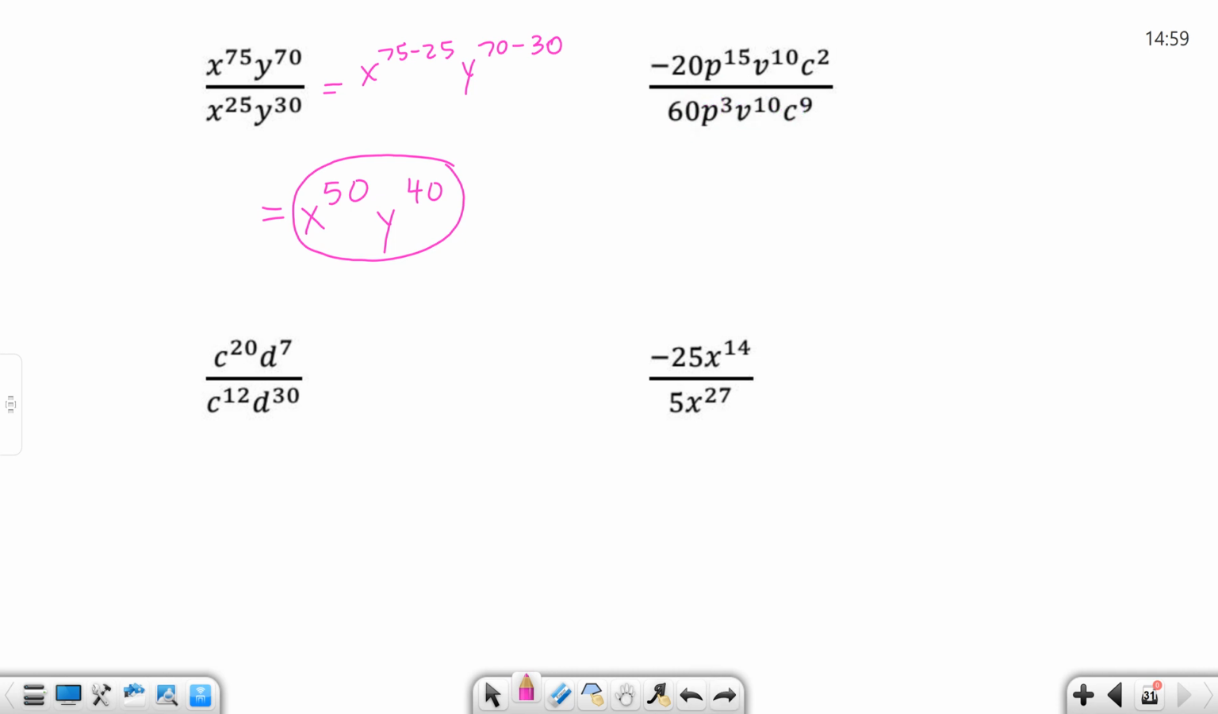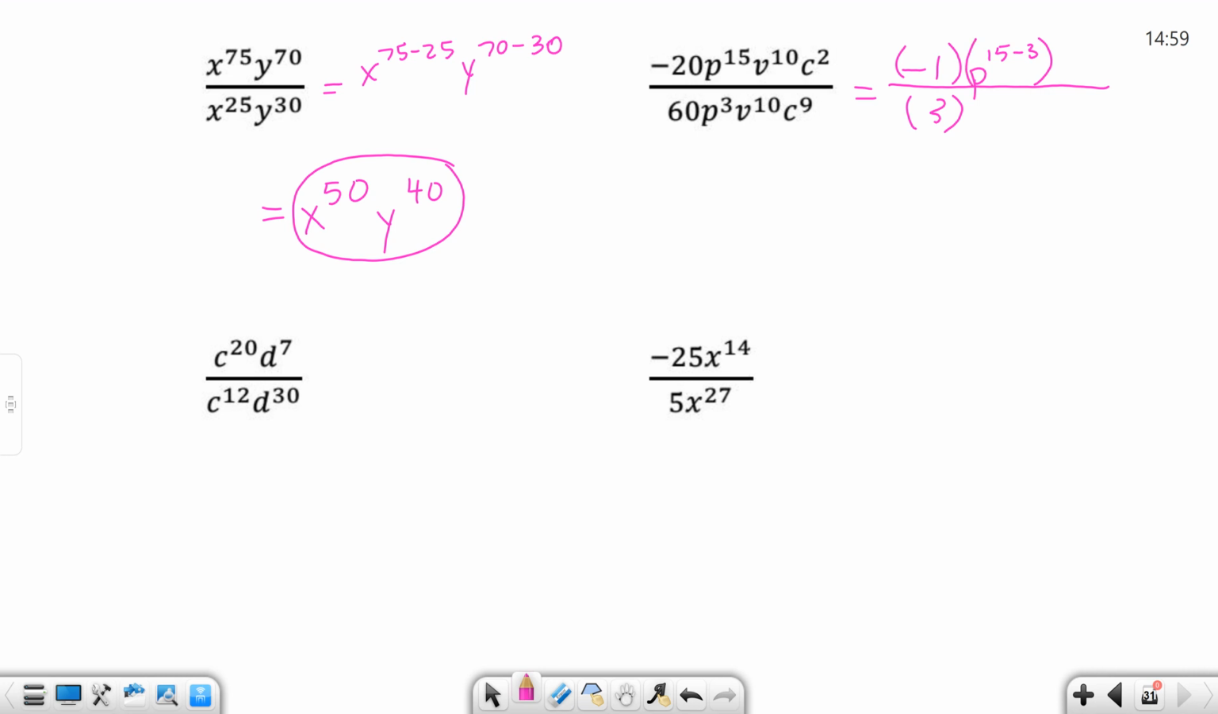So let's do the numbers first. Negative 20 over 60. Does 20 go into 60? Yep. So this is going to be negative 1 over what? 3. Okay? Negative 1 over 3. And then do the p's, right? Where are the p's left over? Well, 15 minus 3 is going to be in the numerator at the top, right? Because 15 is bigger than 3.